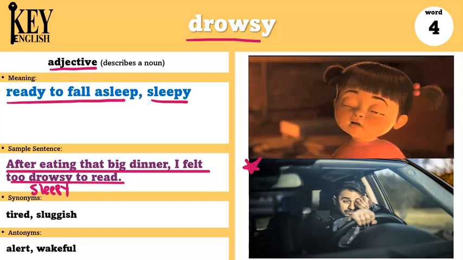Another example I could say is, I felt drowsy during the long car ride. Have you ever felt sleepy while you're in a car for a long time? You can use this word drowsy to explain that you are a little bit sleepy but not sleeping yet. Another example could be, the medicine made her feel drowsy, so she took a nap. Have you ever taken any medicine that made you feel a little bit sleepy? You can use this word drowsy to explain how you're feeling. Some synonyms are tired and sluggish. Antonyms are alert and wakeful.